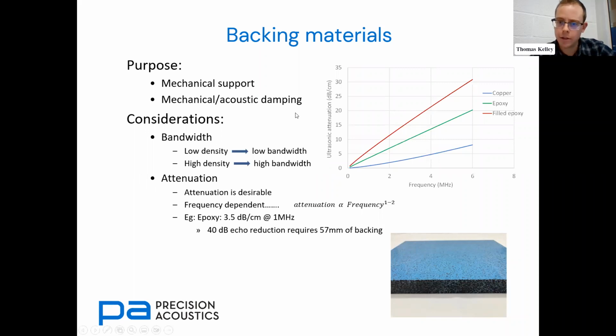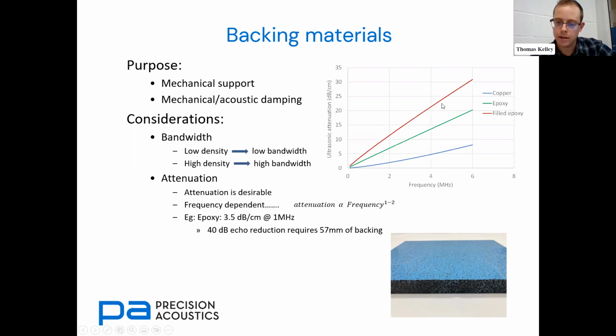So on this graph on the top right, you can see 3 examples of materials with different levels of attenuation, as we've measured here. And of course, it's very frequency dependent. So you've got to consider the frequency you're working at as well as the material you're thinking of using. We've got a metal here, copper, which is relatively low attenuation, certainly in comparison with an epoxy resin. But then the epoxy resin itself can be made more highly attenuating by the addition of fillers.